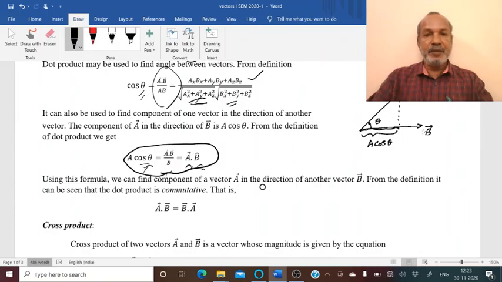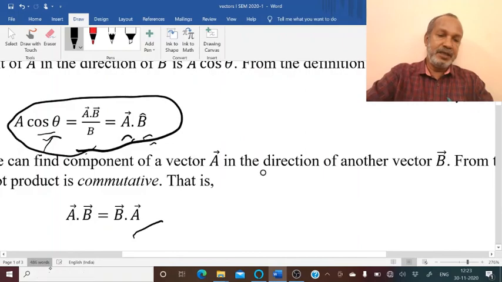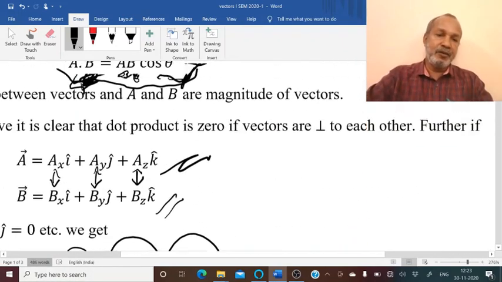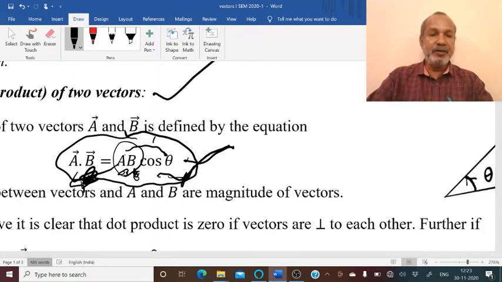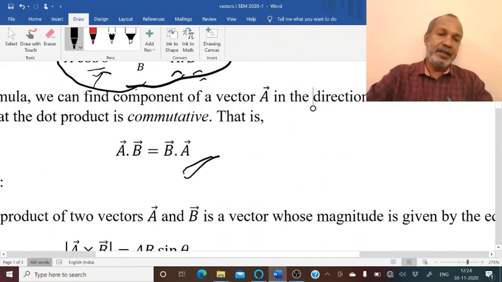A useful property of dot product is that it is commutative. You can see it here. A dot B is equal to B dot A. That is clear from the definition of dot product also. A dot B is A into B into cos theta, that is magnitude of A into magnitude of B into cos theta. B dot A will be magnitude of B into magnitude of A into cos theta. This A into B is the same as B into A. So from the definition itself, you can see that A dot B is equal to B dot A. That is called the commutative property of the dot product.